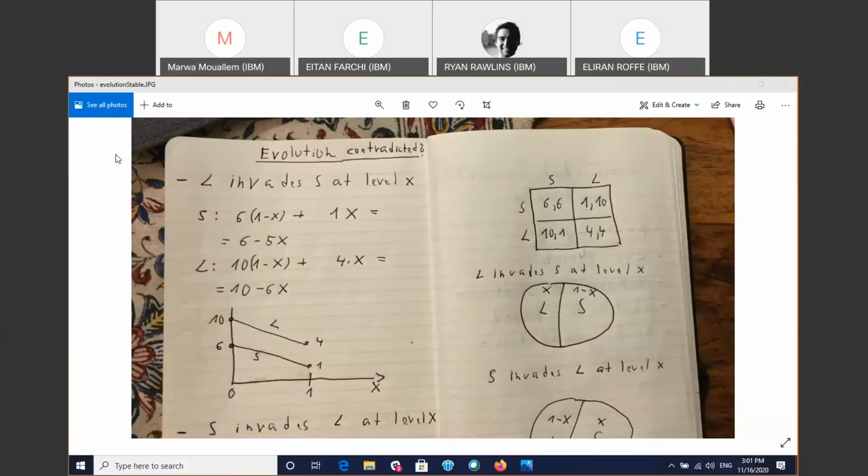Okay, so as I said, today I'm going to talk about equilibrium concepts that are slightly different than Nash equilibrium, and are motivated by evolution and ideas from evolution.